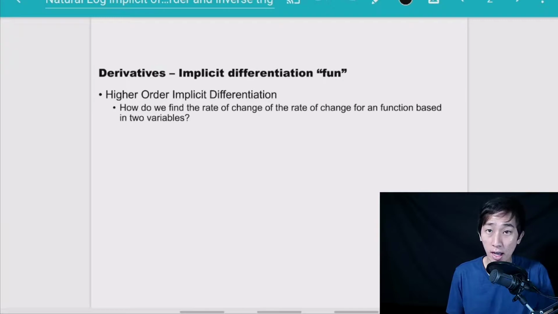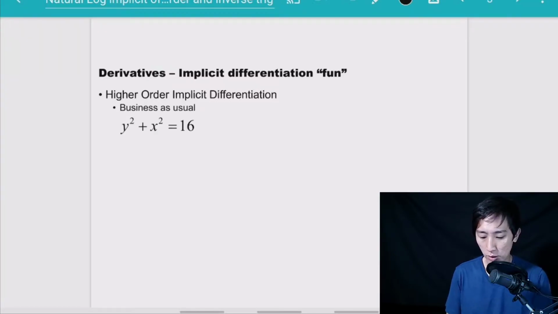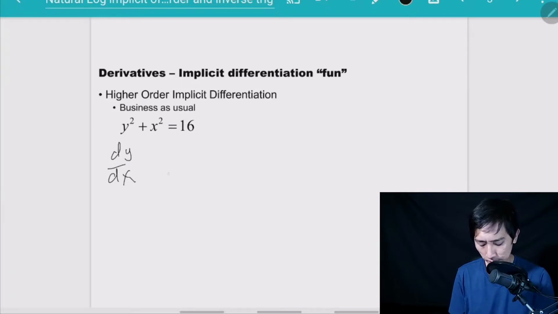First off, when we're doing higher order implicit differentiation, basically how do we find the rate of change for a function based on two variables? So let's kind of go over an example on that really quickly. So if I'm doing something like this, let's just do our differentiation as we normally would. So I'm going to take d/dx over both sides, and then from there, I want to find dy/dx. So we're going to take the derivative with respect to x on both sides.